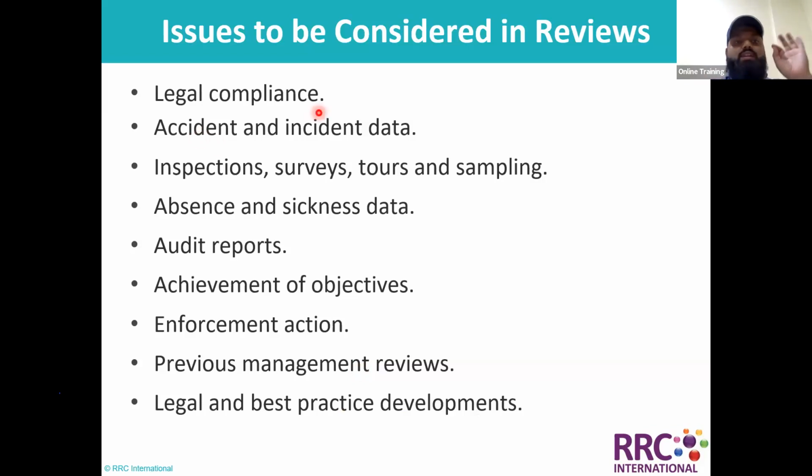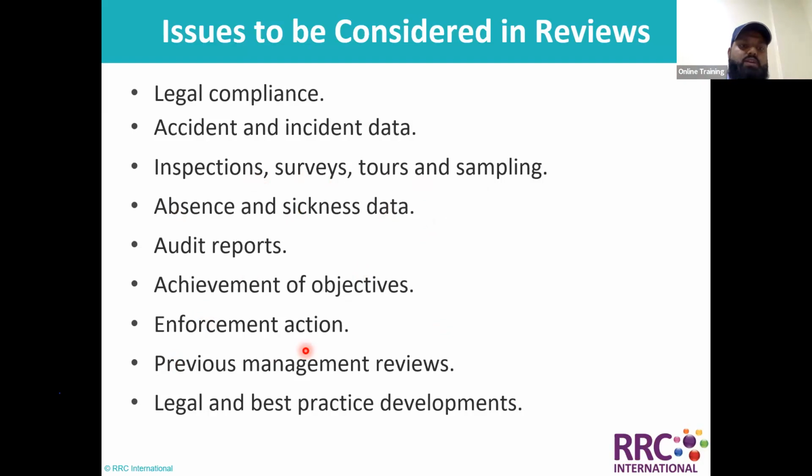Now, guys, what are the issues you are going to consider in the reviews? Legal compliance: are we legally compliant with the legal standard given by government? Accident and incident data: we had 10 accidents last year, and this year we said we would not have any. Yes or no? You will get the answer. Inspections, surveys, tours, and sampling, we will review them. Absence and sickness data, audit reports, and achievement of objectives, we will review.